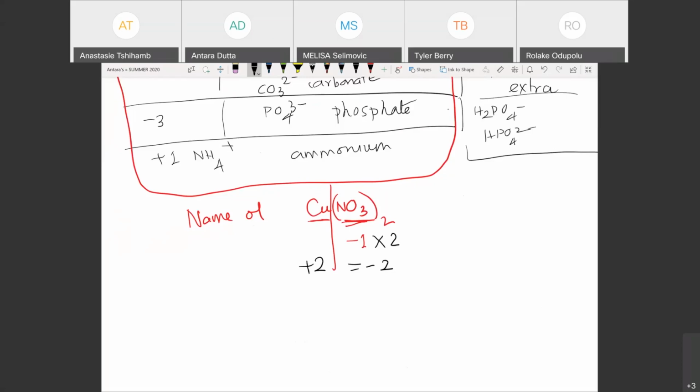So copper should have charge +2. So the name should be copper(II) nitrate, with 2 in parentheses in Roman numeral.